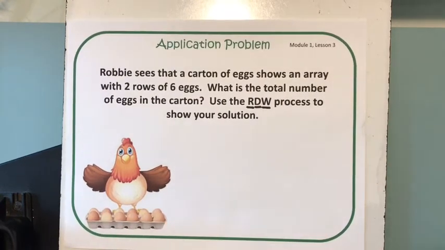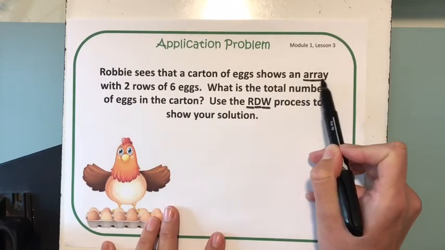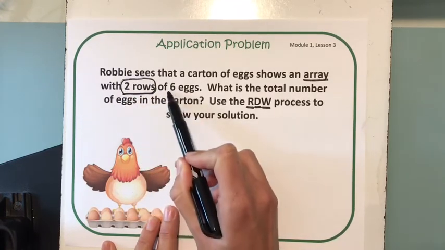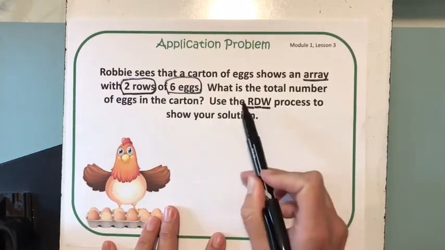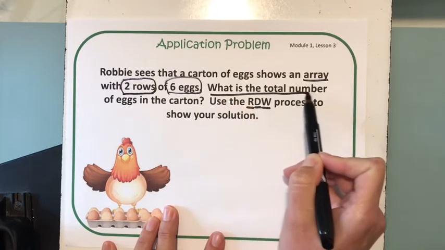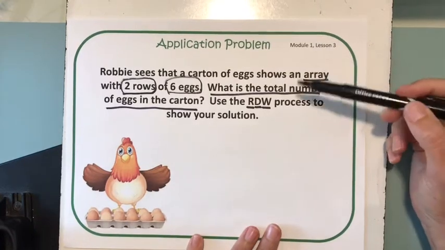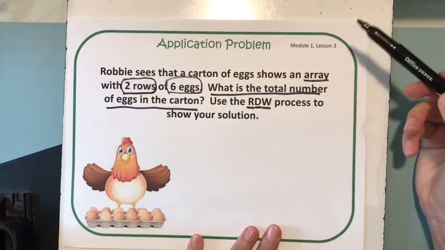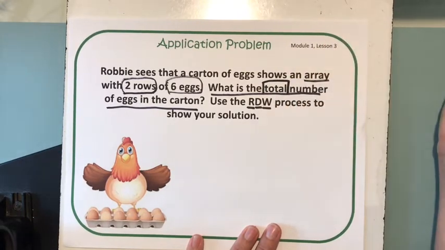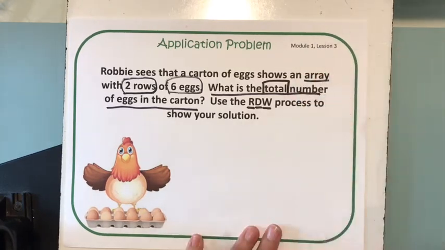So here we go. Robbie sees that a carton of eggs shows an array with 2 rows, I'm going to circle that, of 6 eggs. What is the total number of eggs in the carton? I'm going to underline the question here. So let's see. What are they asking us to find out? Well, they're asking us to find out this keyword here, the total or the product, right? So they're asking us for the total. That's what we need to find.